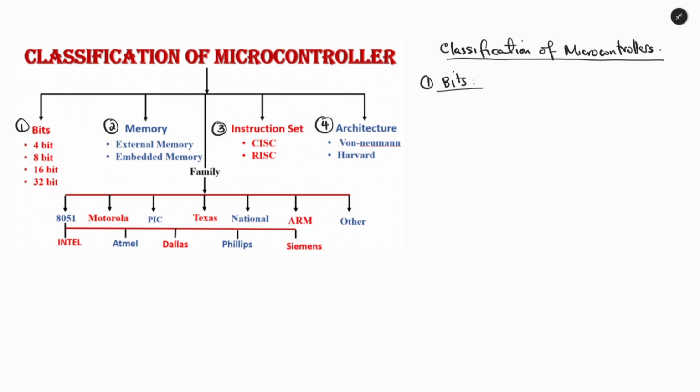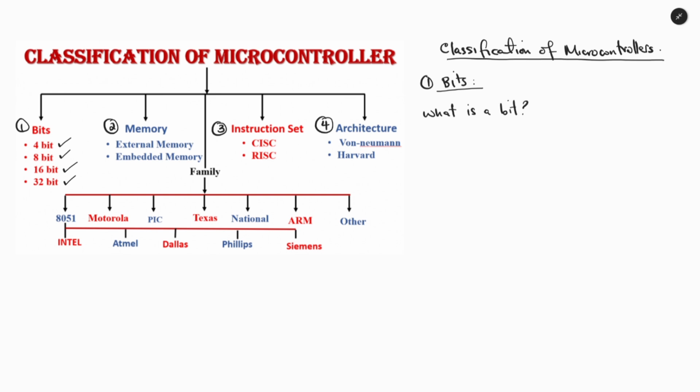Now, the main idea is that each of these microcontrollers is classified based on the number of bits. That means it can be classified as 4-bit, 8-bit, 16-bit, or 32-bit. And what does that mean? And why do we need microcontrollers to have a varying number of bits? Firstly, you should know what we mean by a bit.